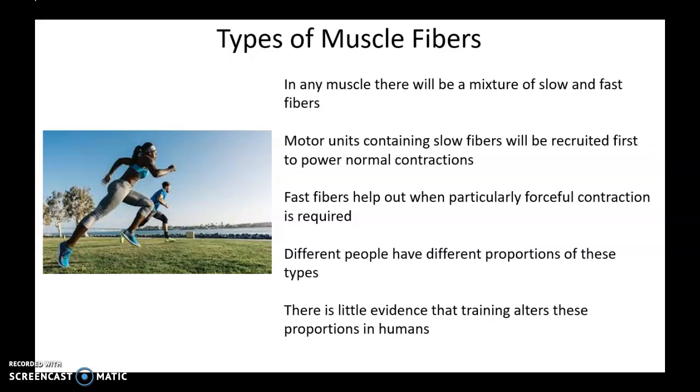So for forceful contraction, the fast fibers will be recruited first, but for normal contractions, the motor units containing slow fibers will be recruited. And different people have different proportions of these types of fibers, and there is actually very little evidence that training alters these proportions in humans.